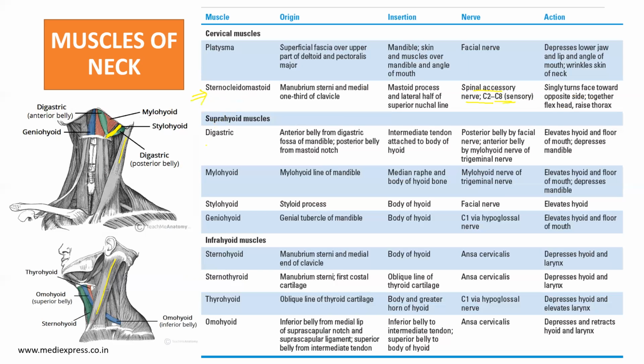Next one, coming to the digastric, mylohyoid, stylohyoid, and geniohyoid. Okay, so coming to the digastric first. Remember the posterior belly of the digastric muscle. Remember, this is digastric muscle. Here we have a posterior belly, and I'll write it and show it here.